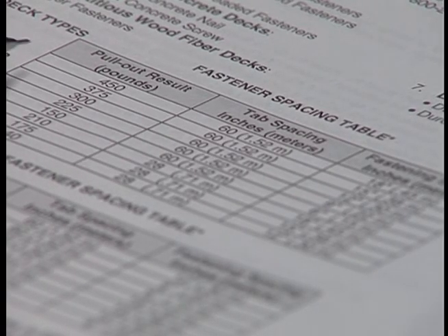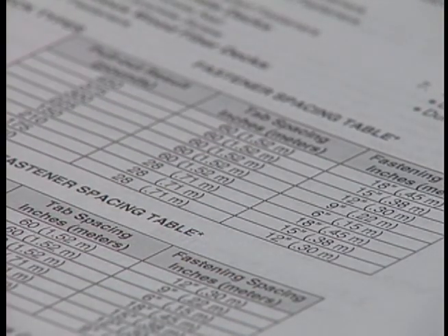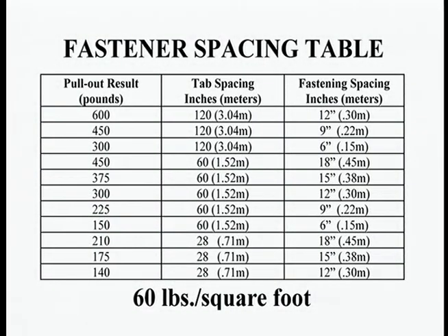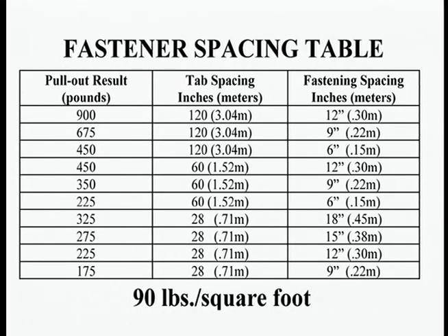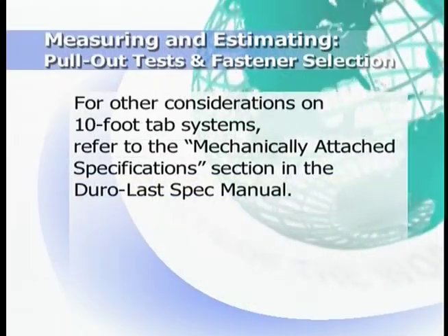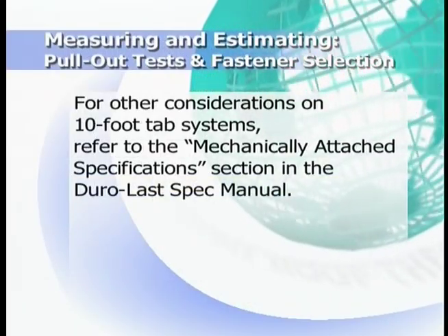To find the correct fastener spacing spec, read left to right and cross-reference the proper tab spacing in inches along the securement tab. If your pull test results are between the values shown in the table, use the next lower range. For example, using the fastener spacing table for a 60-pound design that has a 425-pound pull-out result allows you to use 60-inch tab spacing fastened 15 inches along the fastening tab. The same 425-pound pull-out result using the 90-pound design allows you to use 60-inch tabs fastened 9 inches on center along the fastening tab. Other considerations may apply for using 10-foot tab systems.